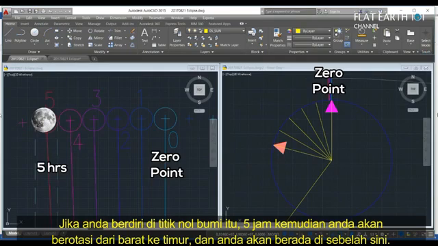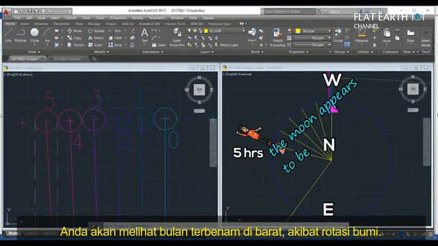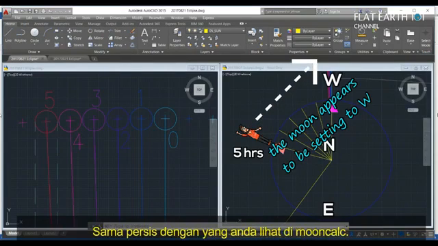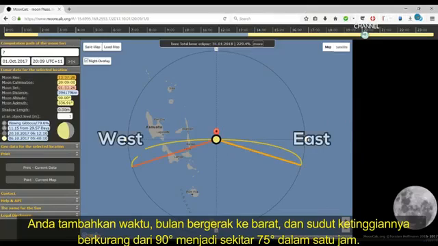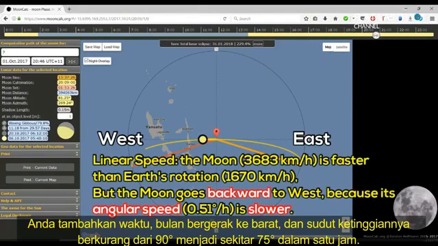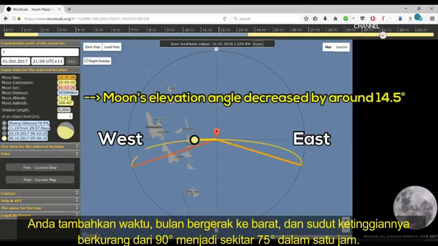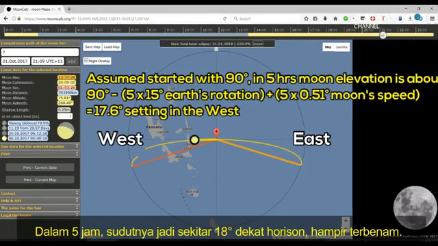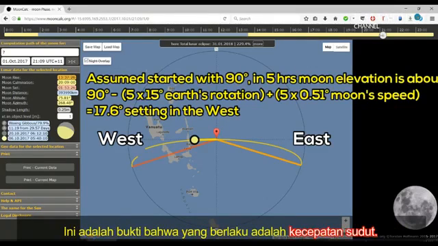If you're standing on Earth over here, 5 hours later, you will rotate from west to east and you'll be over here. You will see the moon is setting to the west due to Earth's rotation. Exactly like you've seen before, you add time, the moon goes to the west. And the elevation angle is subtracted from 90 degrees to around 75 degrees in 1 hour. For 5 hours, it would be around 18 degrees near the horizon, almost setting. This is the proof that it's the angular speed that applies.